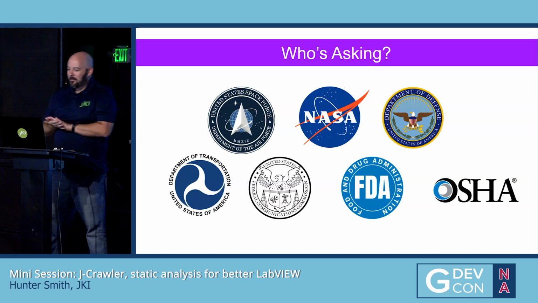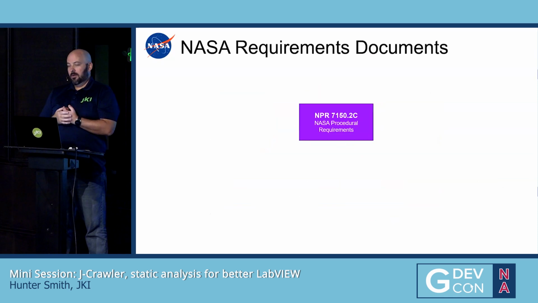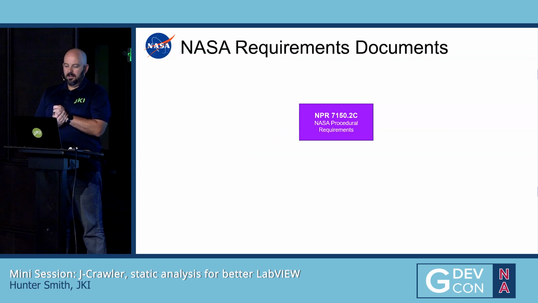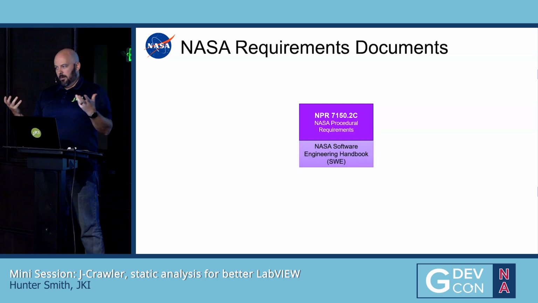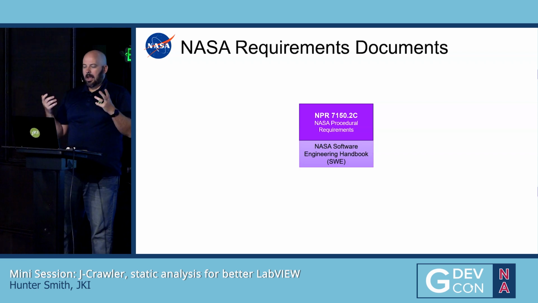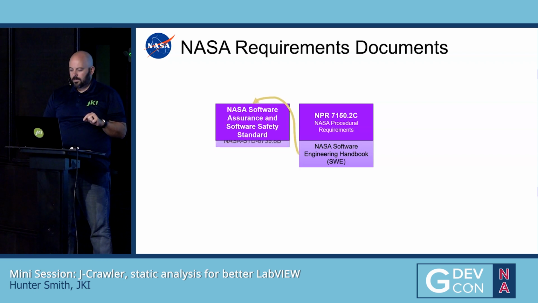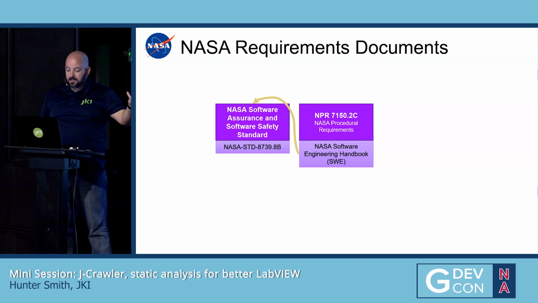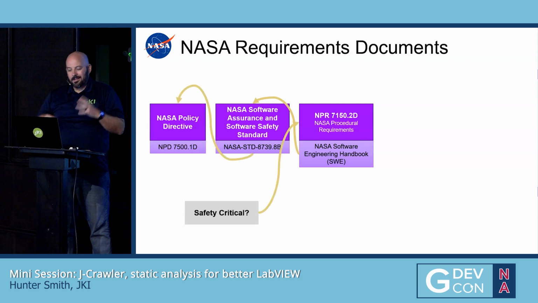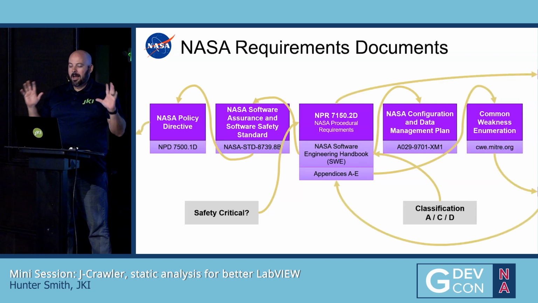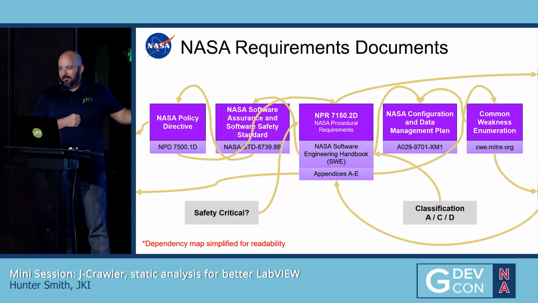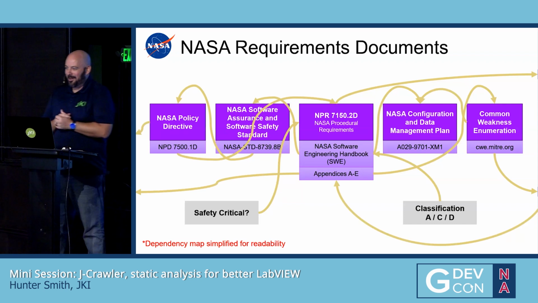Yeah, so for NASA in particular, we were subject to a document called NASA 7150.2C. This is the NASA Procedural Requirements, and it goes through in detail. It spells out SWE requirements, software engineering requirements, and lists specific codes. Those SWE requirements then reference other standards, which then reference other standards. And then depending on things like if it's safety critical or the software classification, you start to get in a dramatic web of requirements, and believe me, this diagram is simplified for readability.